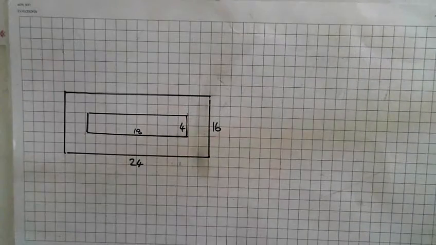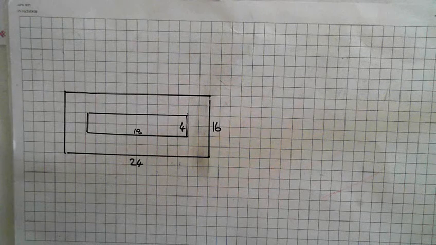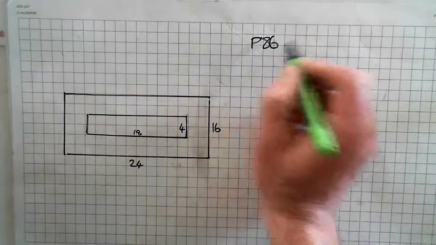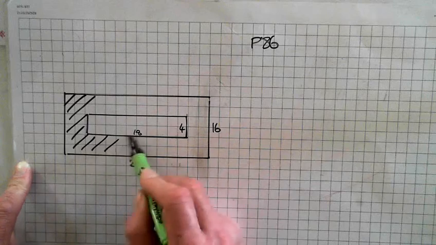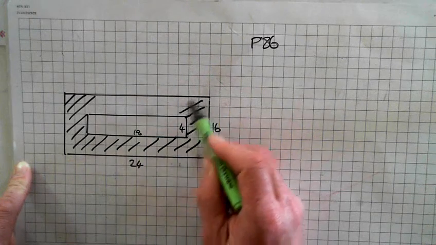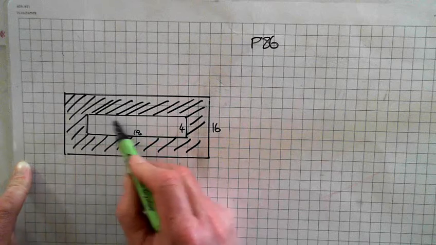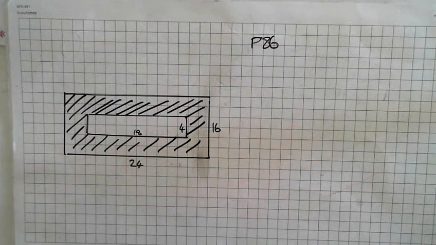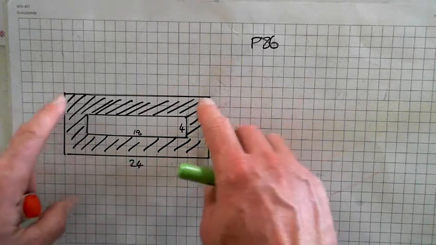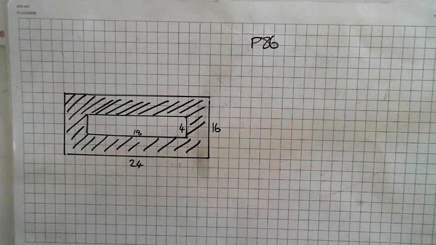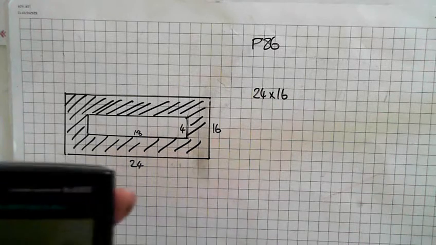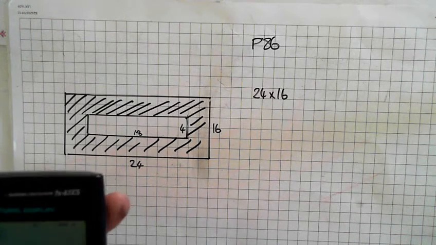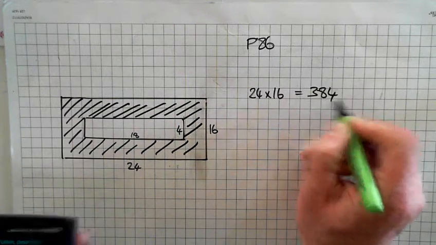here's the garden. These questions are all on page 86. You want to find the area of this shape here. Let's say this is all grass and this is a pool in the middle. So we want to get the area of the grass. The best way is to find the area of the total rectangle. How do you do that? 24 times 16 equals 384, length by width.